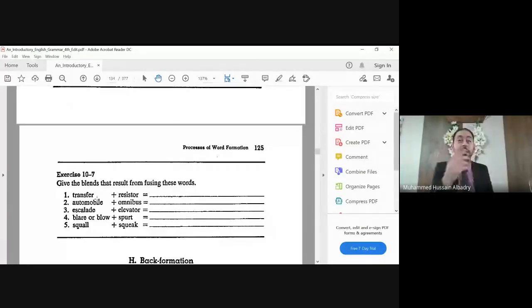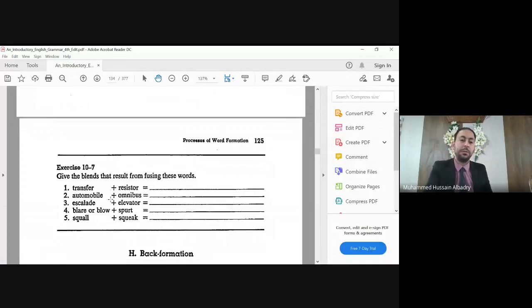Okay? We always say transistor. The origin is what? Transfer resistor. Which transfers resistor. See here? Transfer resistor. Automobile, omnibus. You see here? Etc. Escalate, elevator. Sequel, squeak. Blow, spirt. So here we mix. Okay, we fuse. Then we have fusion of two words. This is what we mean by blending.